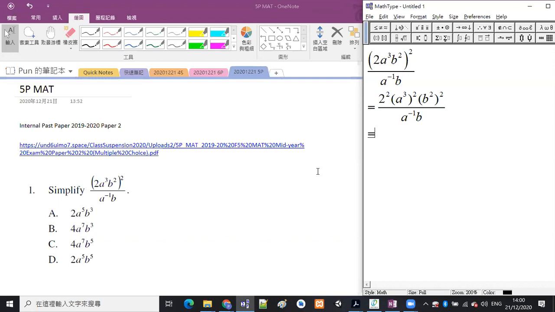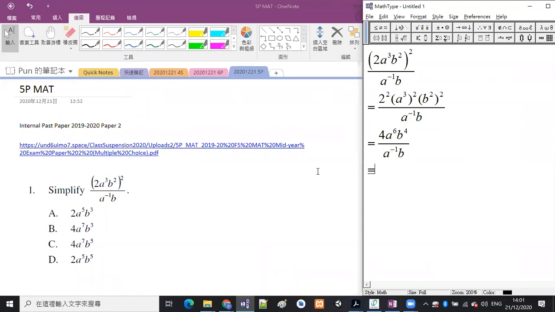And you do the power of a power first. Of course, 2 squared is equal to 4. Pure numbers, you may do this. Then a cubed to the power 2 becomes a^6, and b squared to the power 2 becomes b^4. Okay, and we still have a^-1 and b at the bottom.